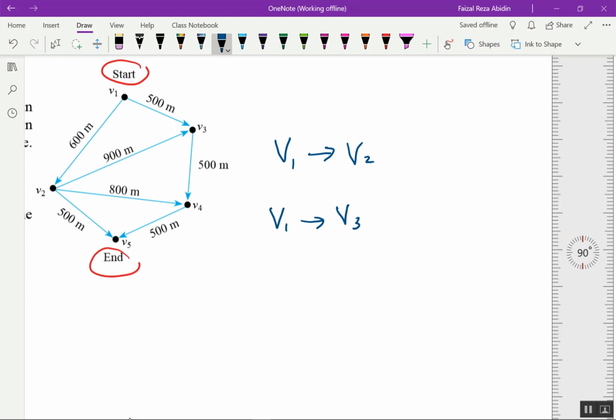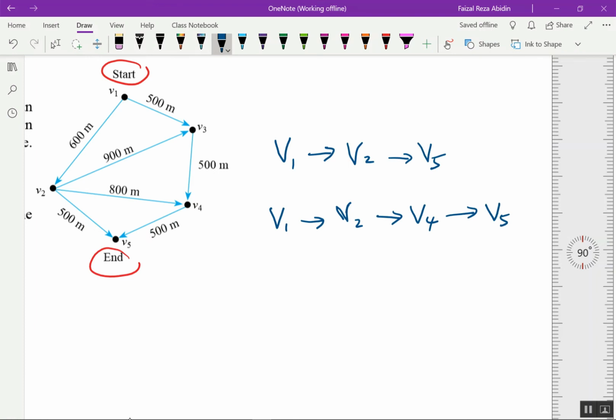V1 to V2, and then from V2 there are two directions also. Go to V4, and then go to V5. So V1 to V2, V2 to V4, and one more, V2 to V5 straight away. V4, if you look closely, only goes to V5 over here.